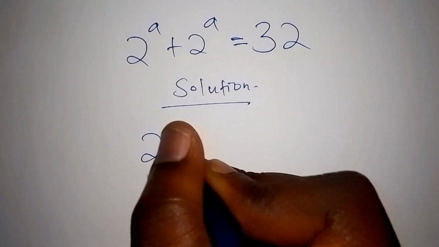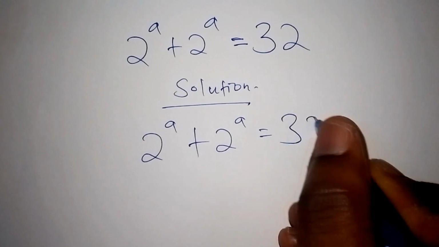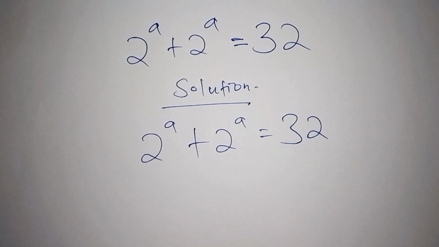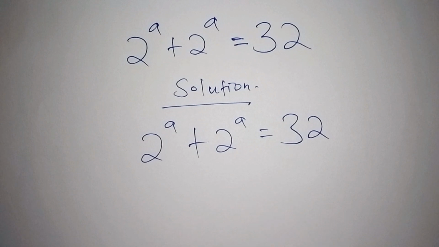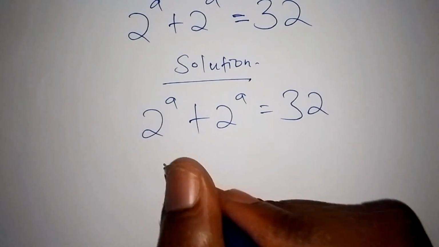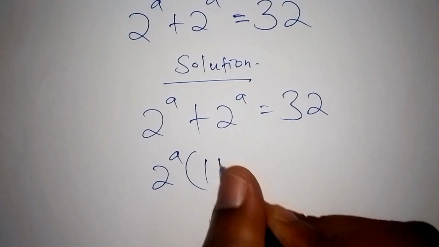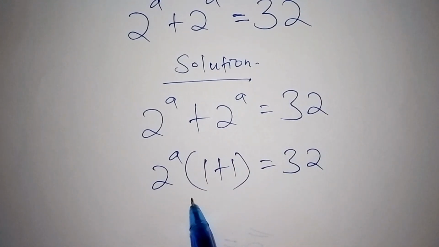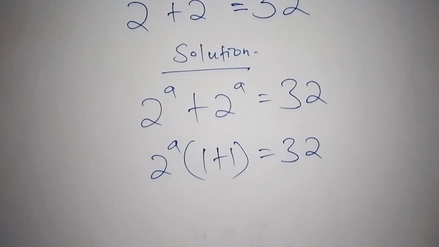So now we shall have 2 to the power of a plus 2 to the power of a is equal to 32. I will give you the shortest trick that works best. Since 2 to the power of a plus 2 to the power of a is common, we factorize it: 2 to the power of a into the bracket 1 plus 1 close the bracket is equal to 32, because when we factorize it this way, we end up with 2 to the power of a plus 2 to the power of a.